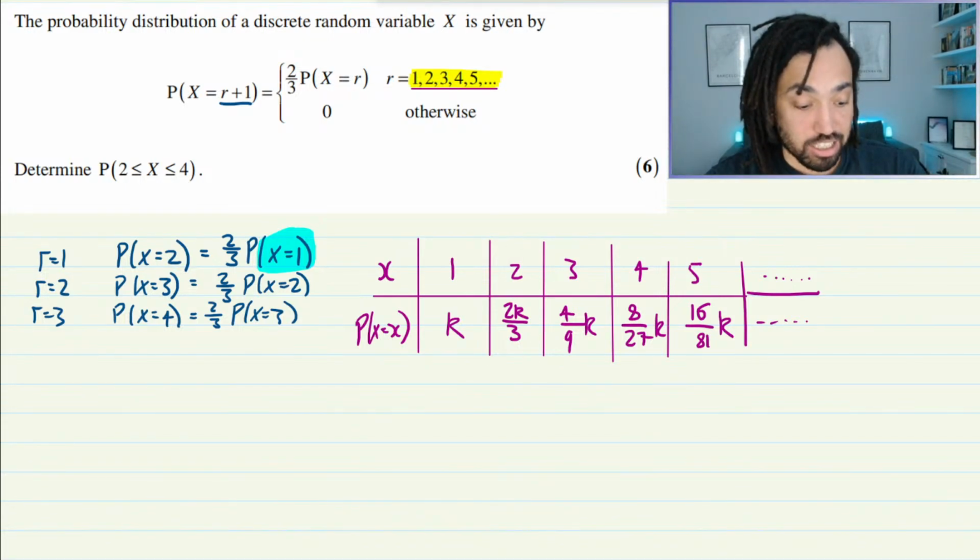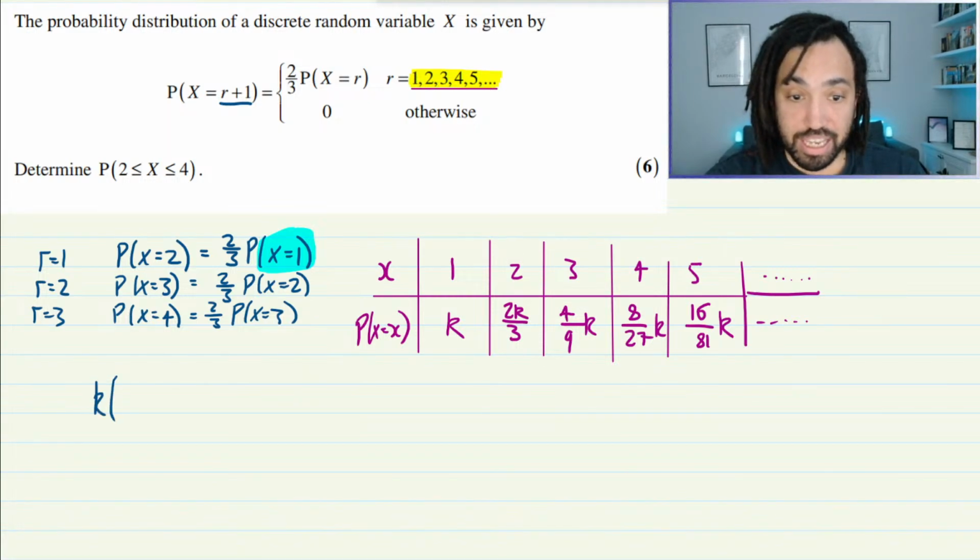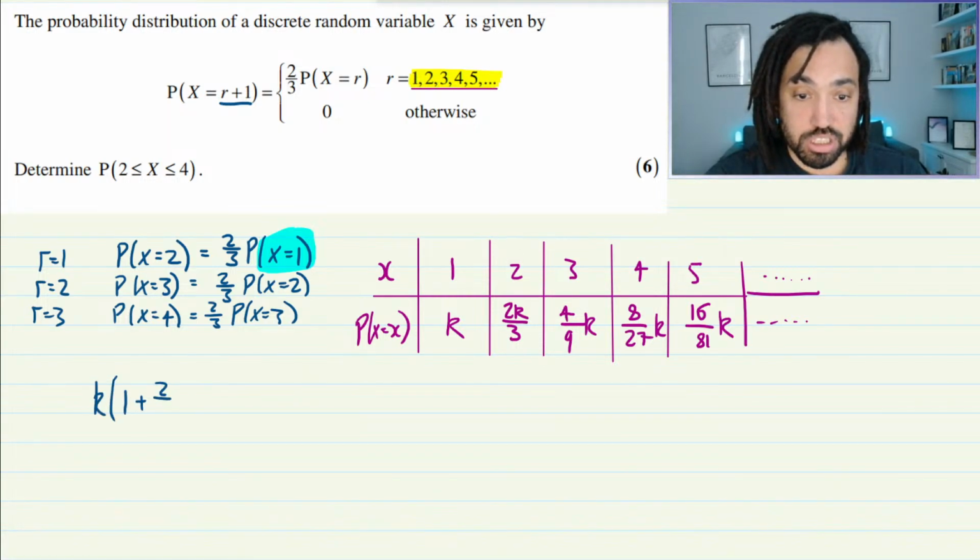So if we add up all of these probabilities, all of them have got a multiple of k. So it's 1 plus 2/3 plus 4/9 plus 8/27.